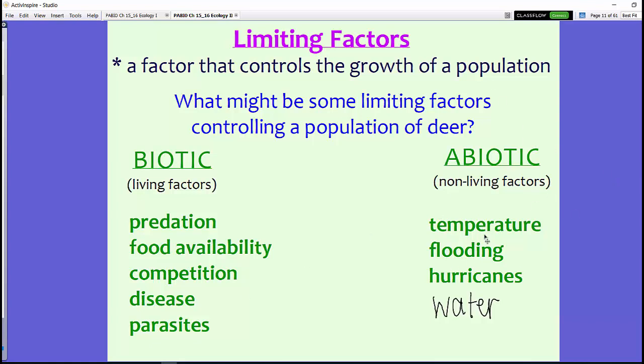Some abiotic factors, we have temperature, of course, or weather, flooding, hurricanes, and water was added as well because that's definitely an abiotic factor. If you have anything, definitely keep it in there. If you have any questions with it, just let me know.